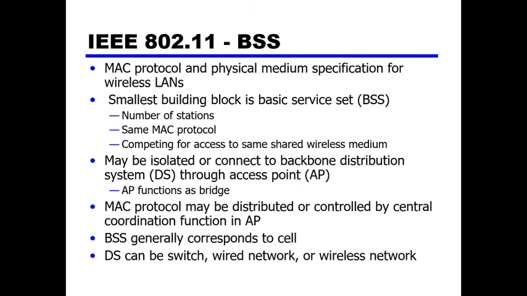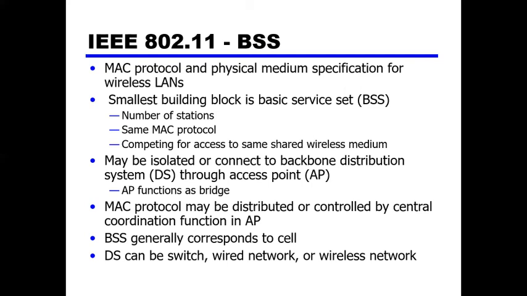Now consider the basic service set, BSS. MAC controls the physical medium specification for the wireless LAN. Smallest building block is the basic service set. The number of stations, same MAC protocol, competing for access to the same shared wireless medium, may be isolated or connected to backbone distribution through access point, that is AP. MAC protocol may be distributed or controlled by central coordination function in the AP.